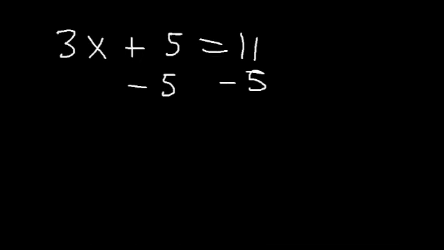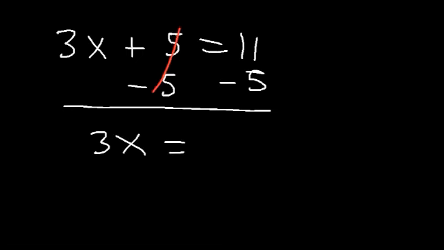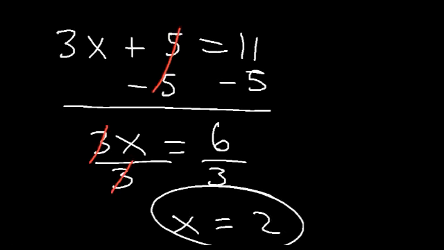Let's try another example. What is 3x plus 5 equal to 11? What is the value of x? The first thing we need to do is subtract 5 from both sides. 11 minus 5 is 6. So now, how can we separate the 3 from the x? Notice that the 3 is multiplied to the x. The opposite of multiplication is division. So we need to divide both sides by 3. 6 divided by 3 is 2. So that is the value of x.